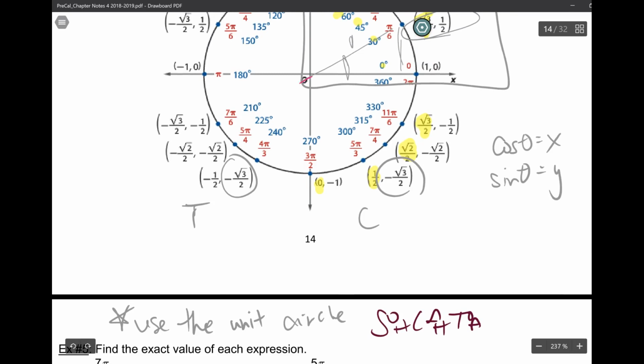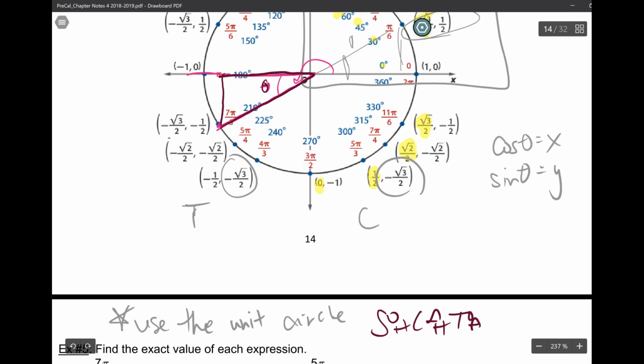So 7 pi over 6. Here's my 7 pi over 6. Here would be the terminal angle, like if it was going all the way around. If I want to find my reference angle, it would be this one right here, between the terminal side and the x-axis. Well, I can draw a triangle to solve this. So here's my triangle with my theta.